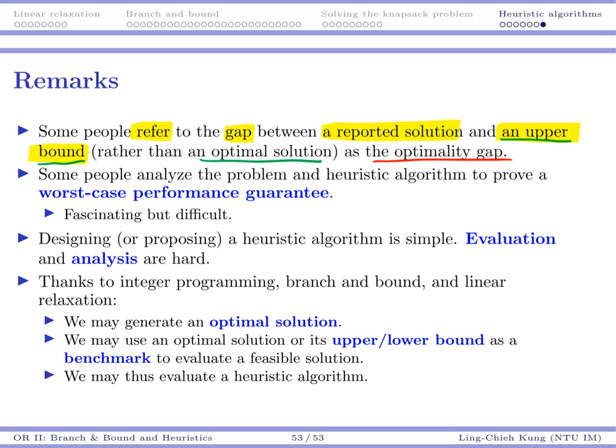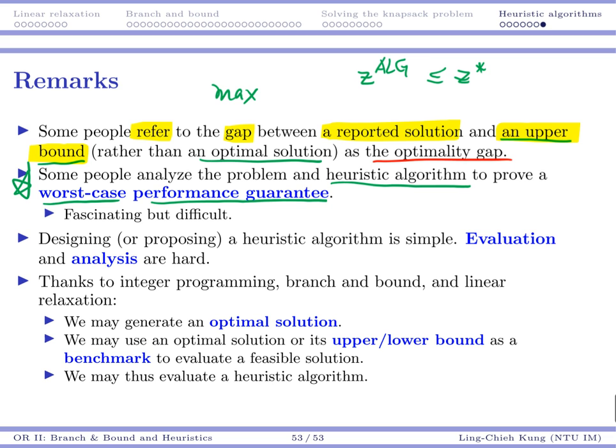That's for average performance guarantee. Some people actually look for worst case performance guarantee. What does that mean? That means whenever we have a heuristic algorithm, we know it's not going to generate an optimal solution, and that means that the ALG is going to be, for a maximization problem, no greater than Z star.